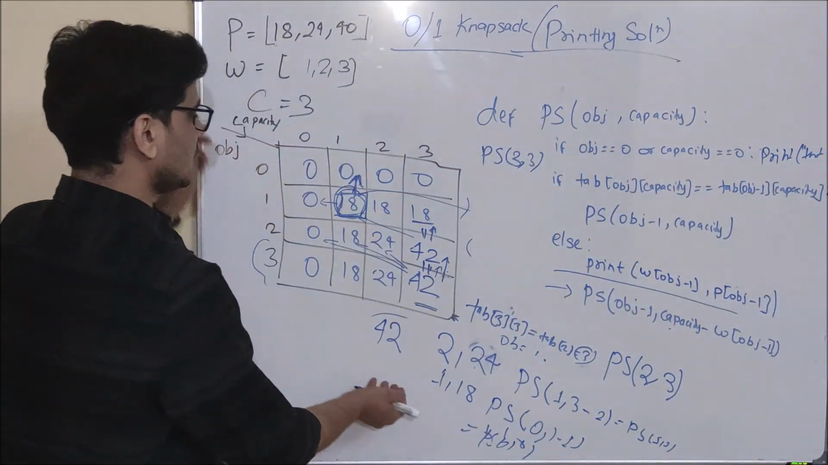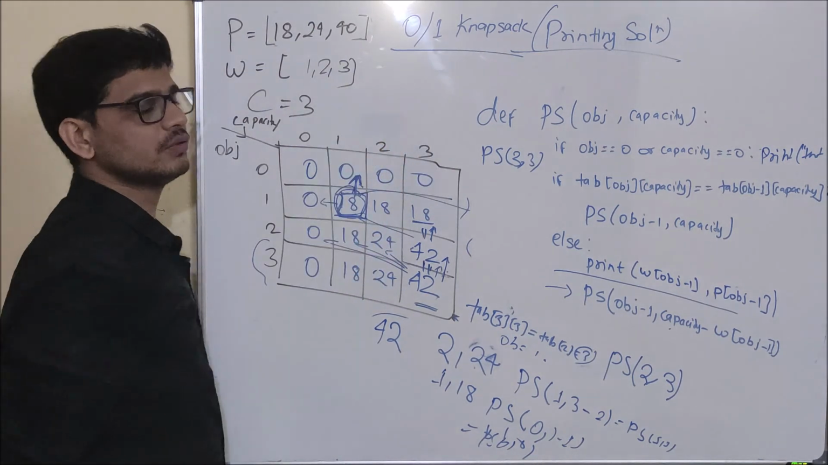So this is how we are going to print the solution for the 0/1 knapsack problem.